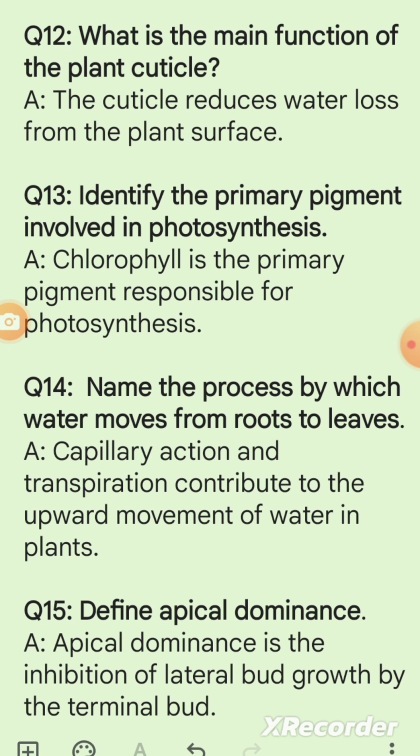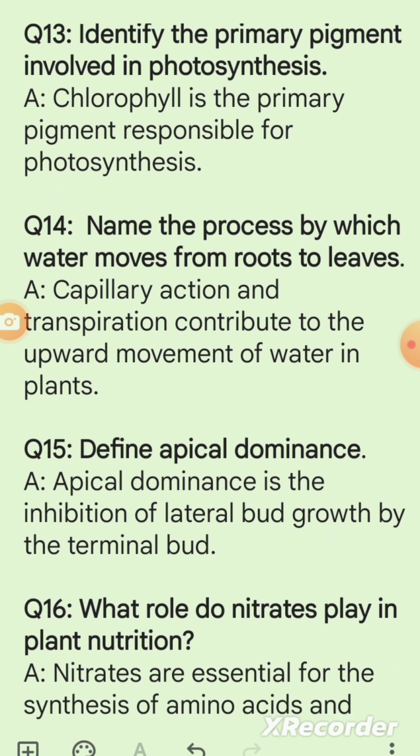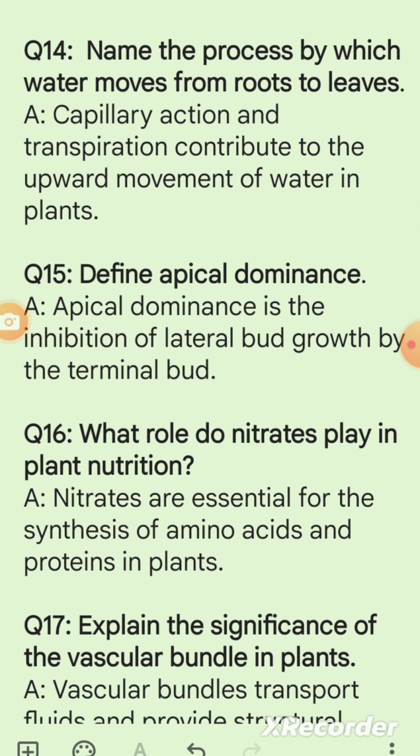Q15. Define apical dominance. A. Apical dominance is the inhibition of lateral bud growth by the terminal bud. Q16. What role do nitrates play in plant nutrition? A. Nitrates are essential for the synthesis of amino acids and proteins in plants.